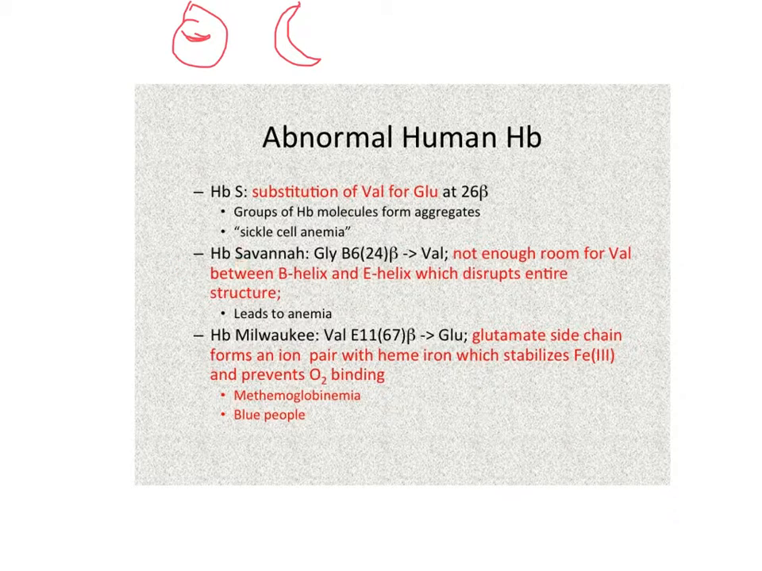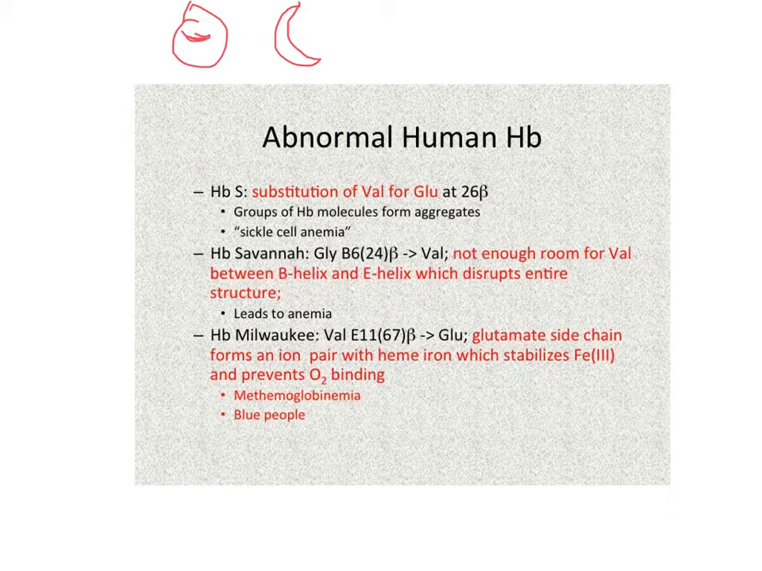Then there's the HB Savannah, which is a glycine for valine, and I've already given you the answer to this one, but you can imagine that glycine is really tiny, valine is this big branched, and it just doesn't give enough room between the B helix and the E helix. And so the B helix is the second helix, E is the fifth one as you go along the chain, and that disrupts the entire structure.